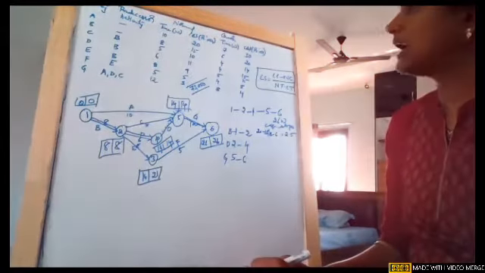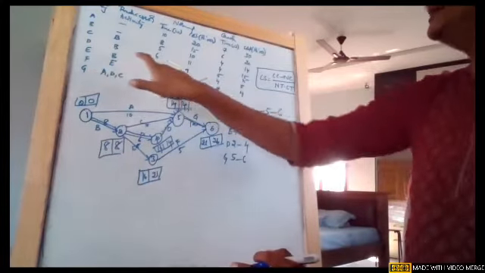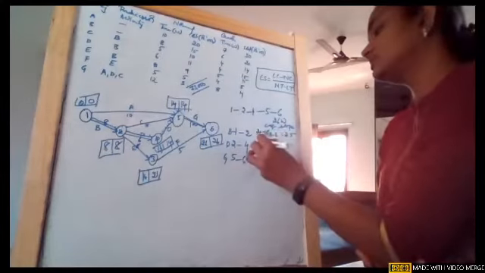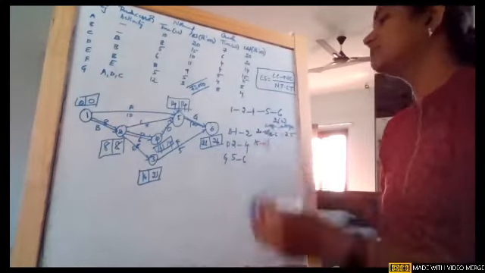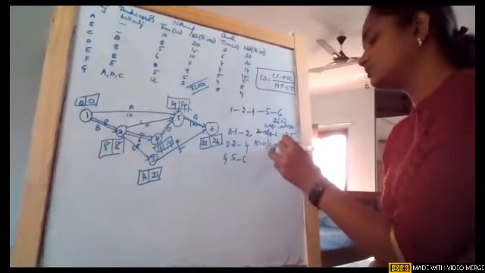Then come to activity 2 to 4. So when it is 2 to 4, it is activity D. So D, the cost is 15 minus 11 divided by the durations 6 and 4, 6 minus 4. So the slope is 2.